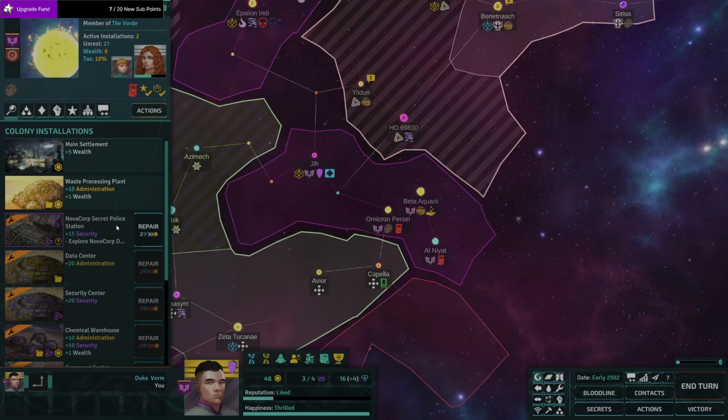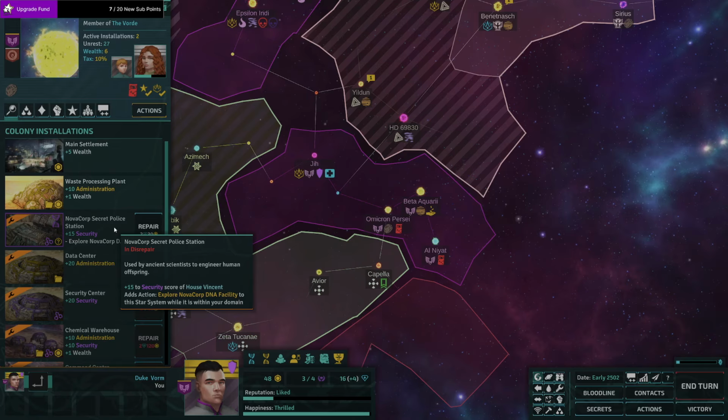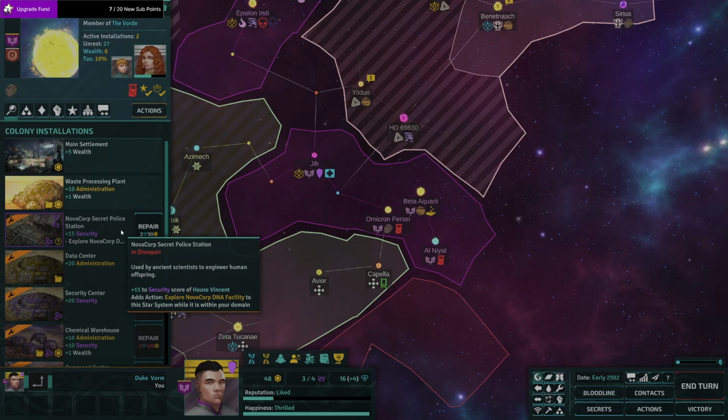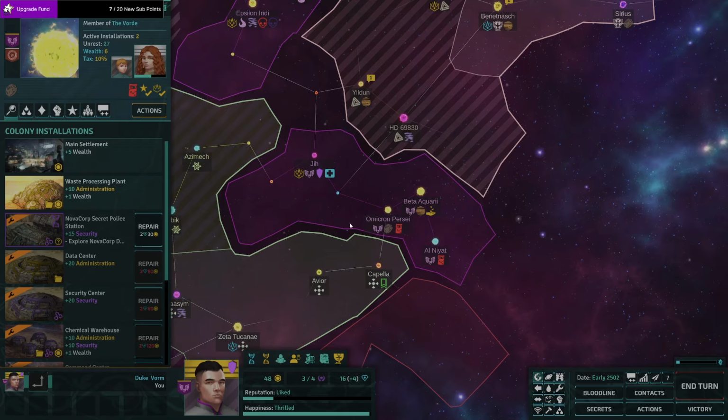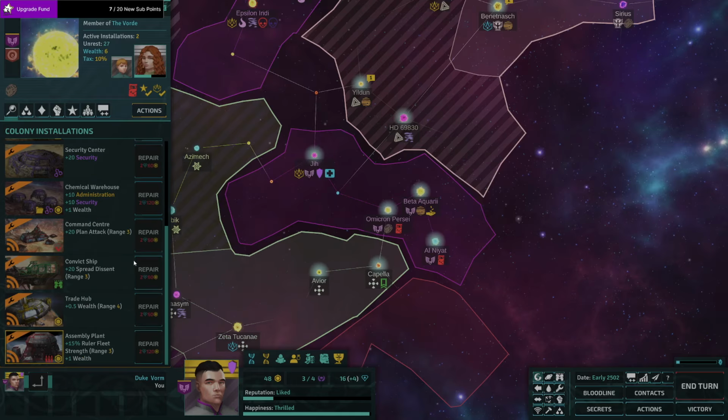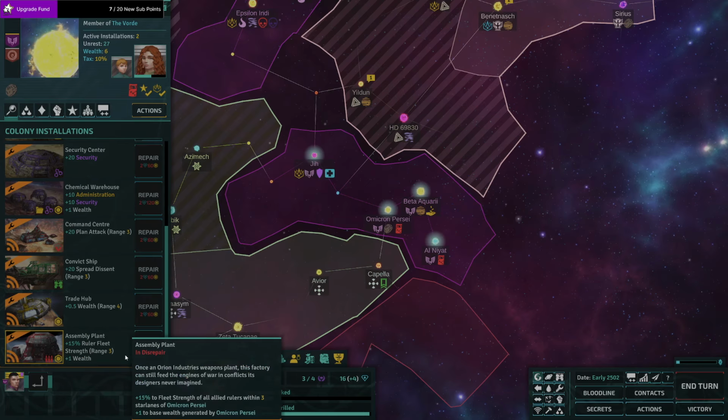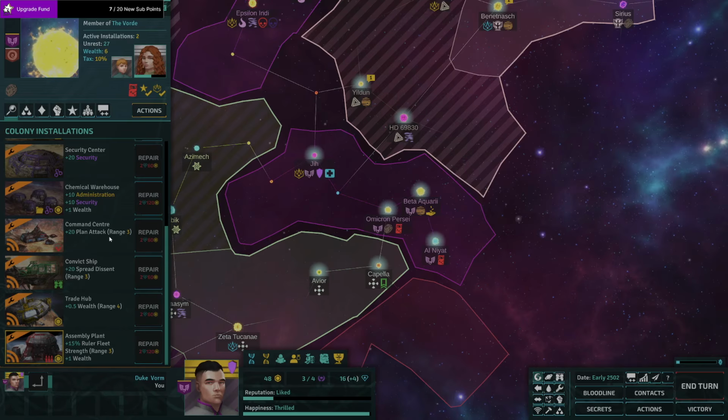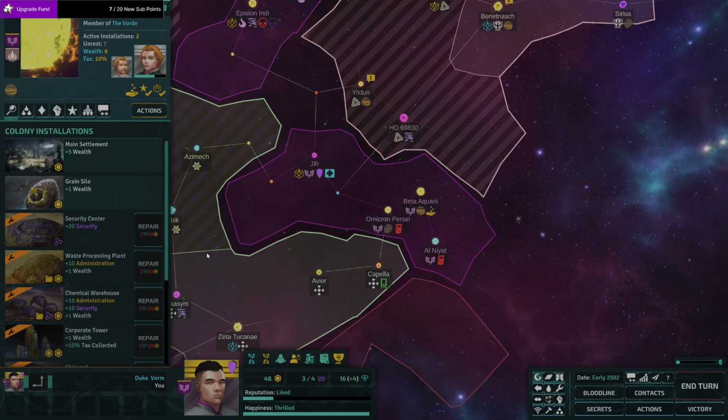So, Nova Corps Secret Police Station. Used by the ancient scientists to engineer human offspring. It's cheap to get running. The Baron might get it up and running himself. What else has he got? Oh, he's got the assembly plant. 15% ruler fleet strength, range of 3, and a wealth. Spread descent, plan attack.